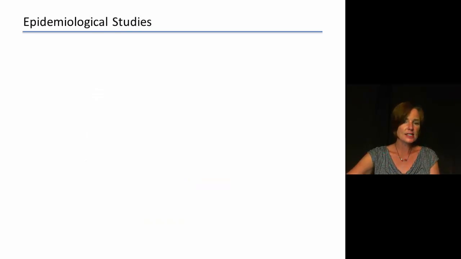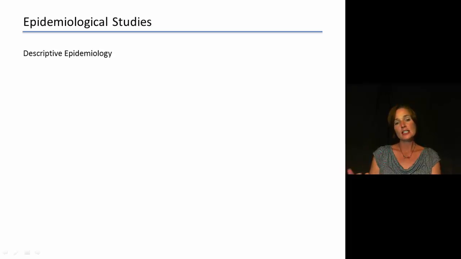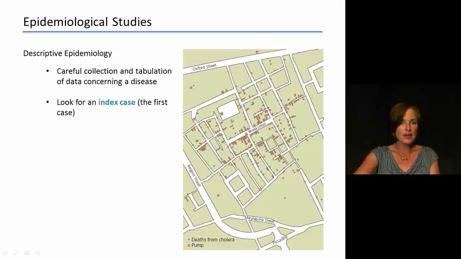There are a number of ways that epidemiology is studied. Epidemiology can be studied descriptively. Descriptive epidemiology is going to be a careful collection and tabulation of data concerning the disease. In this case, there might be a map. We might be trying to pinpoint exactly where the new cases are developing. We might be able to identify an index case. The index case is the first case that occurred, and then we might be able to see how it has spread from that particular location.